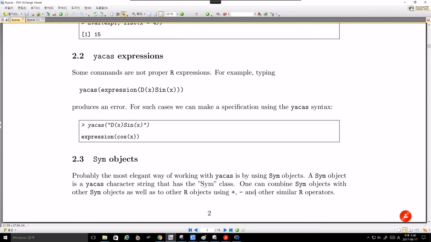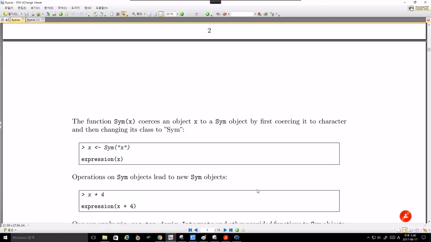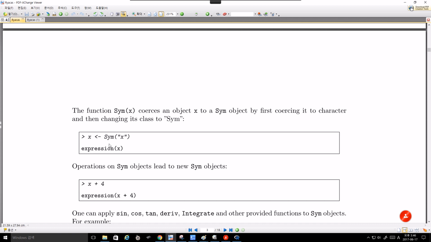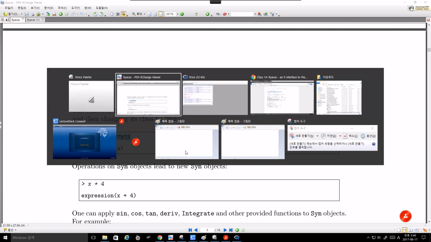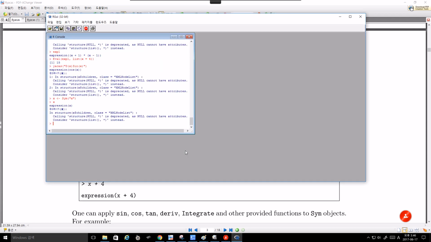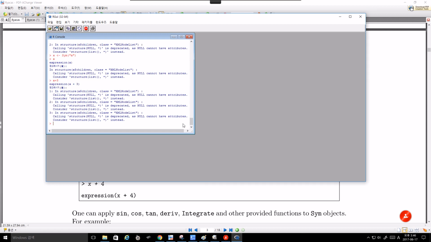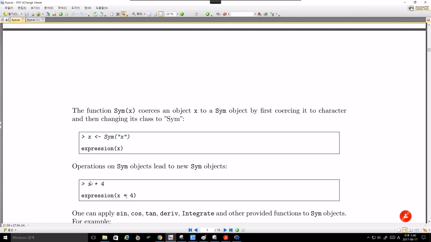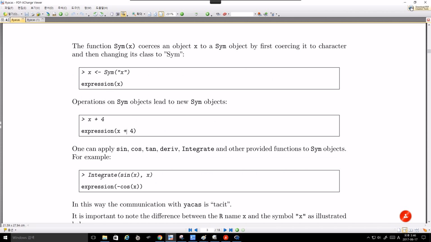Now another sym object. Here, if we put sym, then x is just an expression. So x is just x, the expression for x. And if we type x plus 3, then we have the expression x plus 3. So we can use x as a symbol from now on.